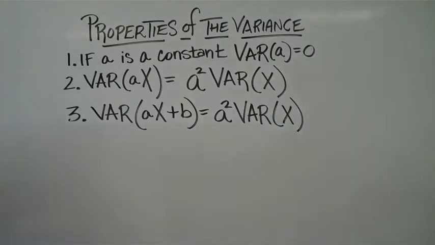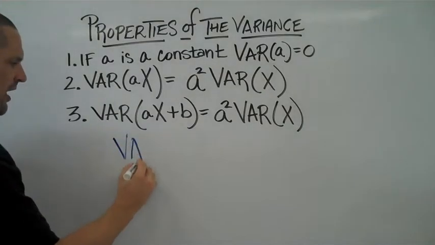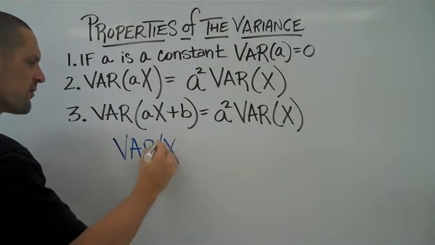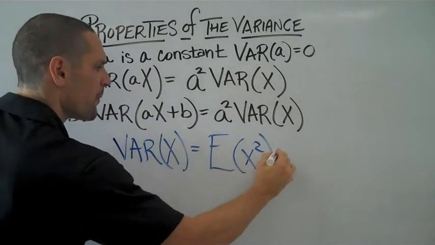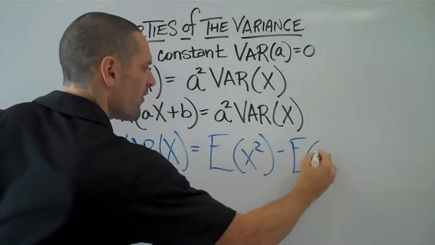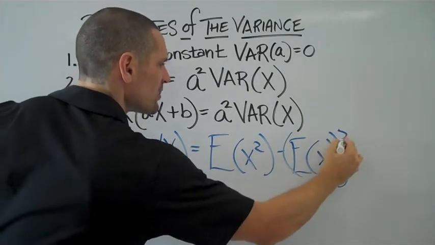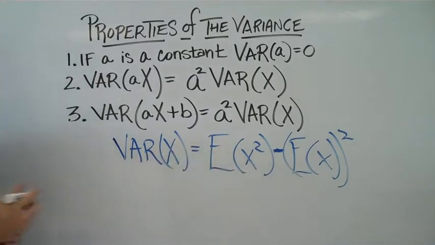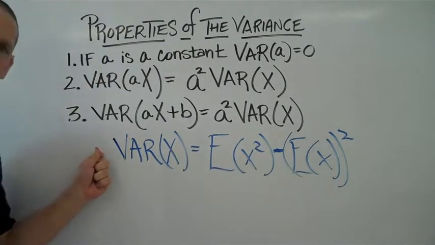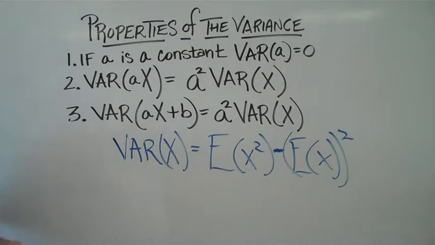We already know that the variance of the discrete random variable X is E of X squared minus E of X, all squared. And again, those are both capital X, the discrete random variable. I wish it was that easy, but we also have properties of the variance.